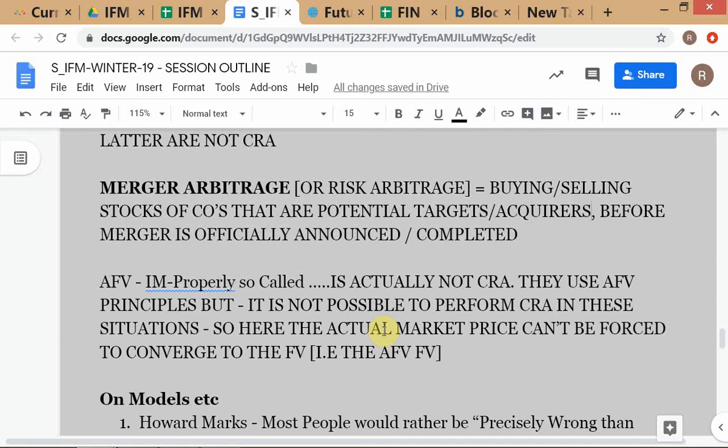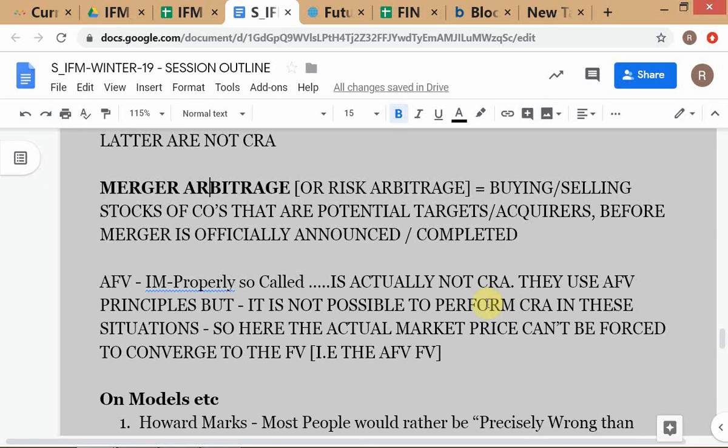And that doesn't mean that M&A is investment banking. So is this clear now? Merger arbitrage, you have understood one kind of transaction, merger arb. This means basically you sell the stocks of the acquiring company, and you buy the stocks of the target company.